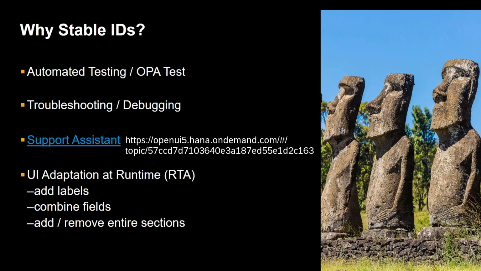Why do we need stable IDs? Actually, stable IDs are important when implementing tests, for example OPA tests, because they will make our tests more reliable. Also, stable IDs will make troubleshooting easier. We need them also with the support assistant, as I will show in an example here.